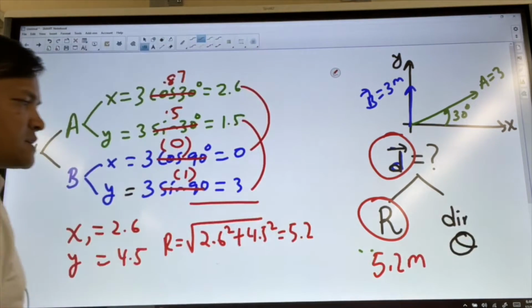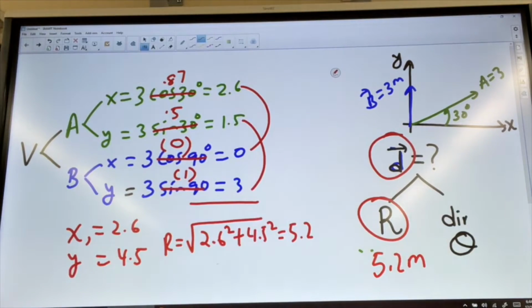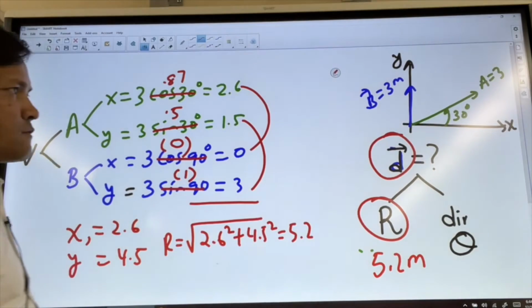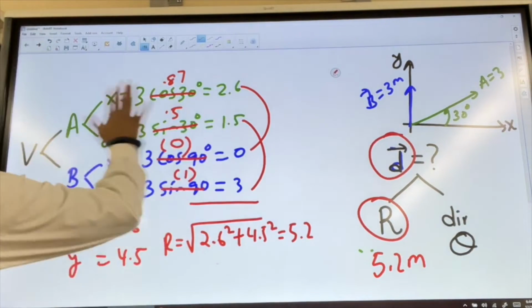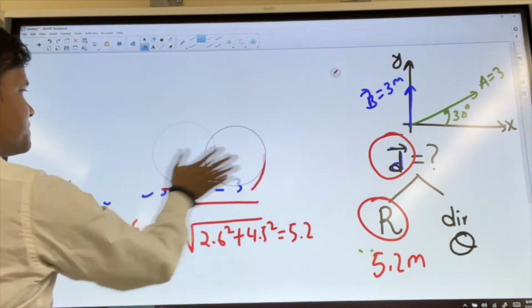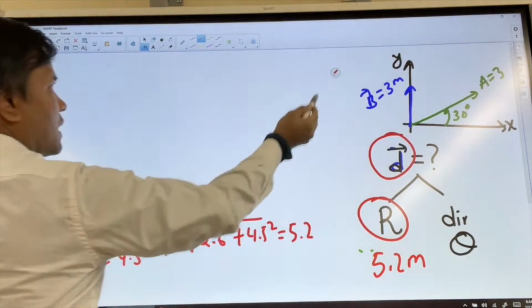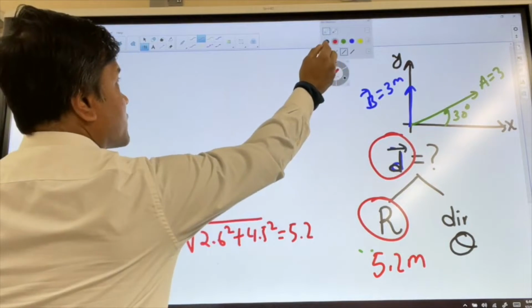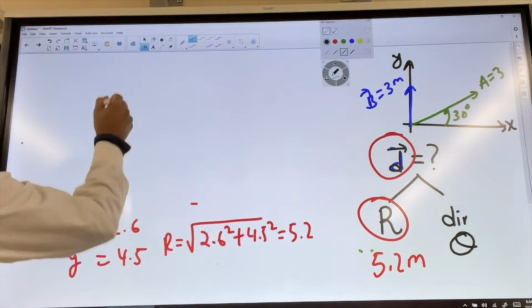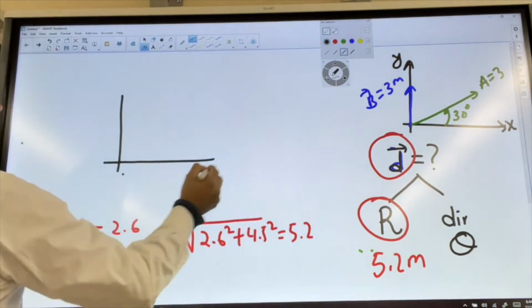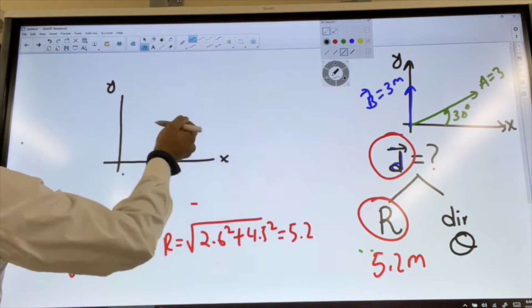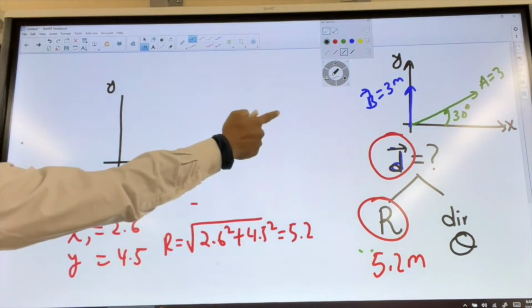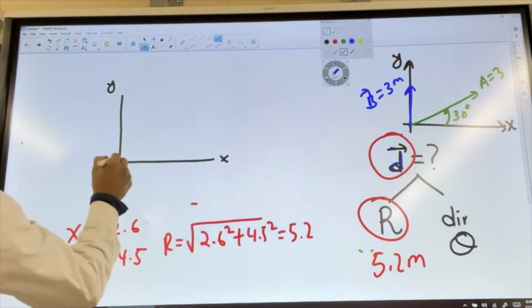Now I have to find the direction. Okay, now let's find the direction. How can I do that? Very simple. Let's erase this so we have room. Let's draw this over here, x and y. All right, so let's draw vector B first.